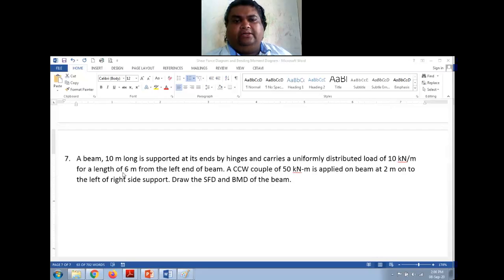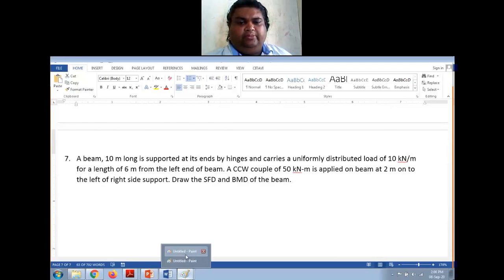So whenever you get a numerical in words like this, you need to be very careful how it is describing the beam. So he is saying to the left of the right side support, right? Draw the SFD and BMD of the beam.